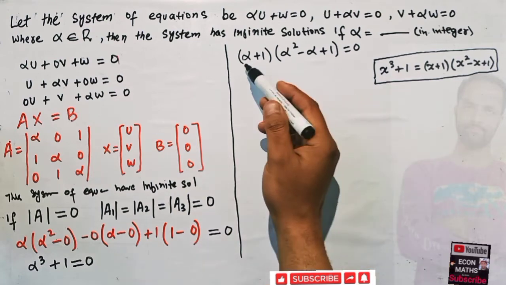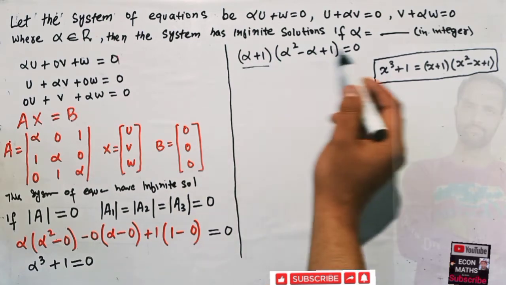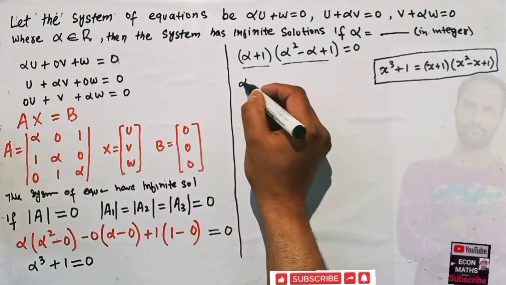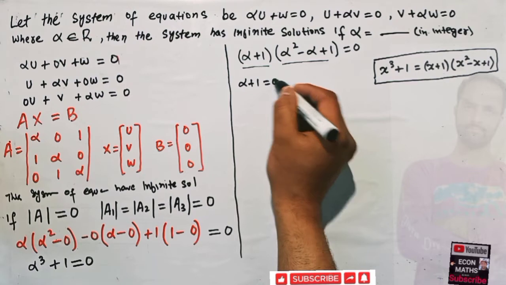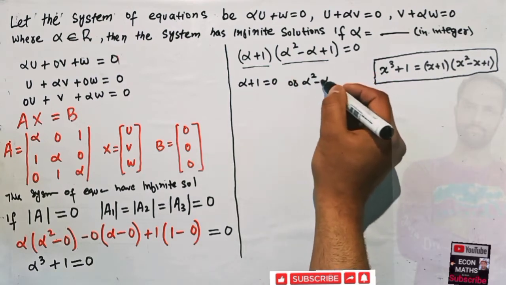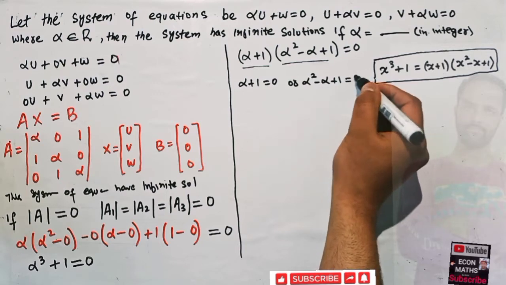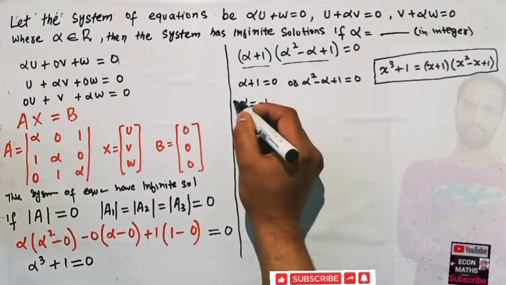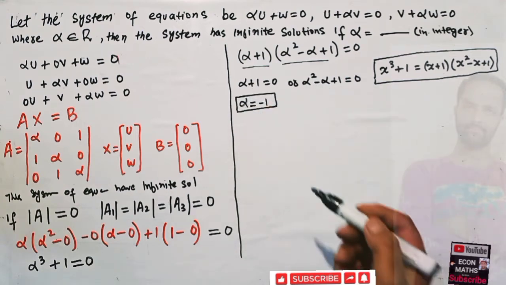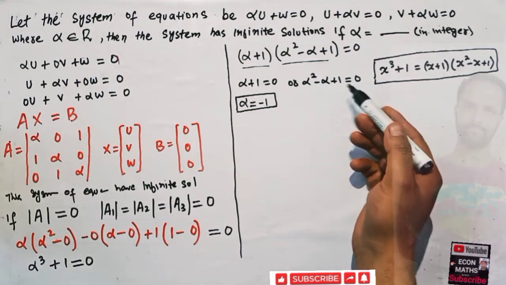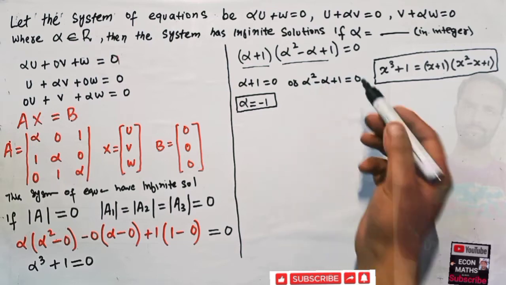So here either this stuff is equal to 0 or this stuff is equal to 0. So let us write alpha plus 1 is equal to 0, or alpha square minus alpha plus 1 is equal to 0. If alpha plus 1 is equal to 0, that means alpha is equal to minus 1. If this stuff is equal to 0, then this is a quadratic equation. We can use the quadratic formula to get the value of alpha here.